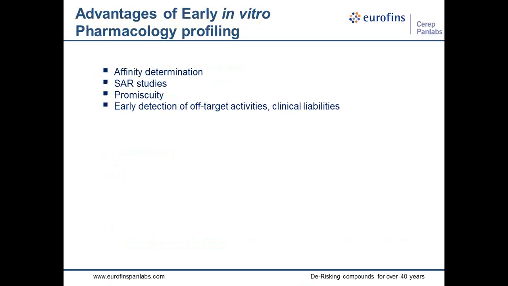So, the advantages of early in vitro pharmacology profiling are, as I already mentioned, the ability to look at affinity determinations, structure and activity relationship studies, trying to determine promiscuity of chemotypes, as well as the early detection of potential off-target activities that will end up being clinical liabilities, so that these things can be programmed out or designed out early on in the process.